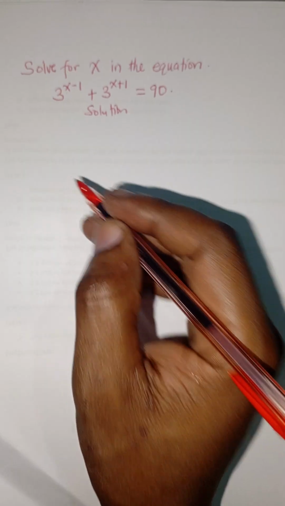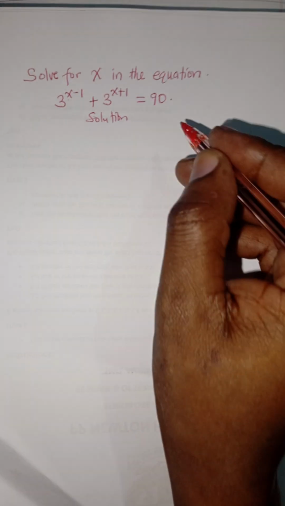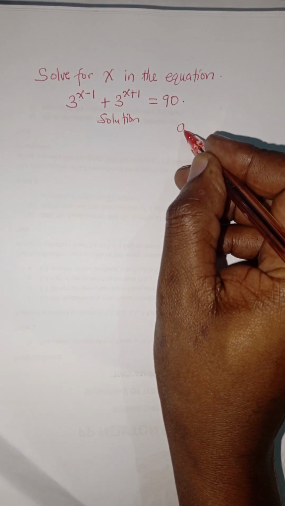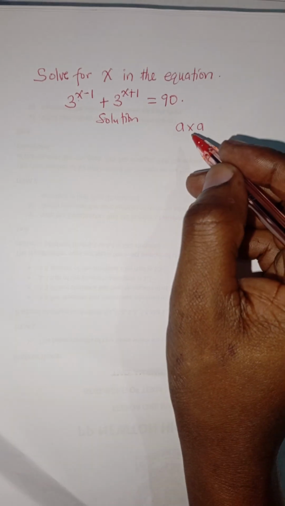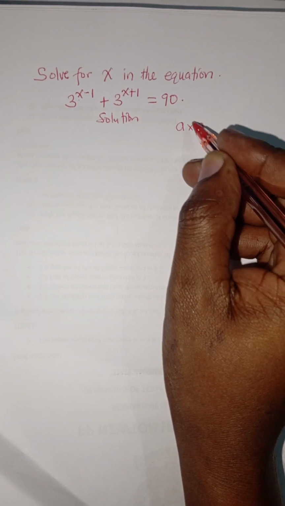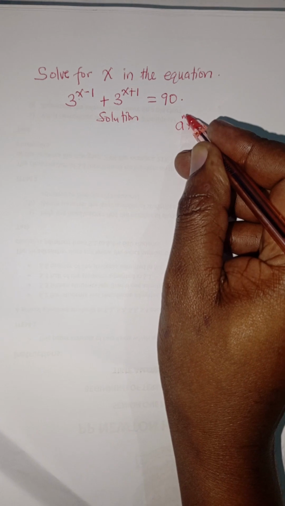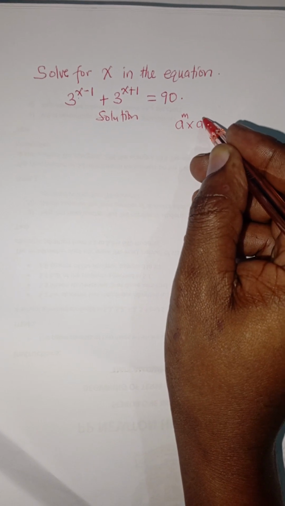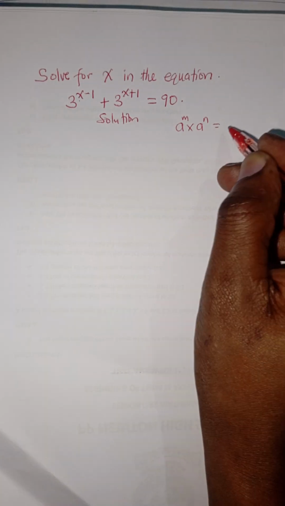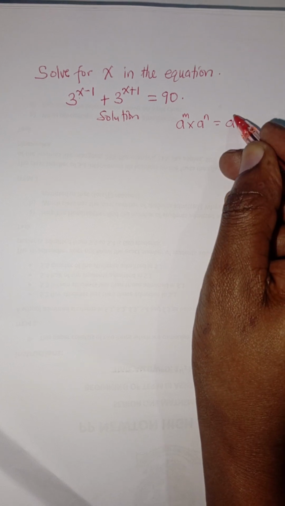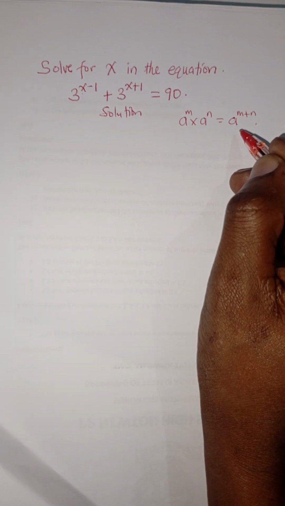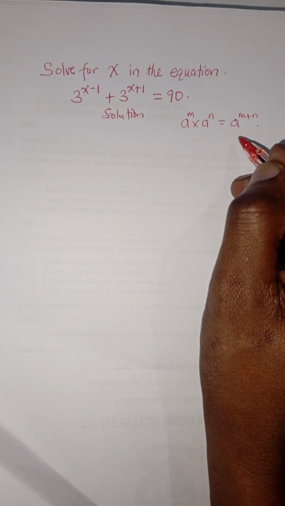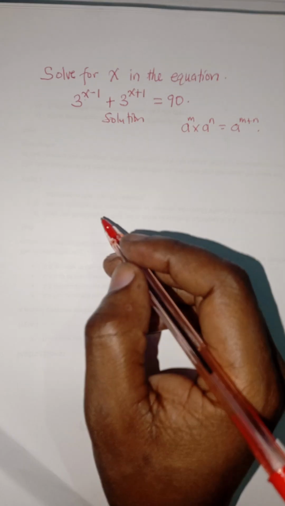So here we are going to use the idea of indices. We all know that when we multiply indices of the same base, if this is a to power m and this is a to power n, it is the same as a to power m plus n. So we are going to use this concept to help us find the value of x in the equation.